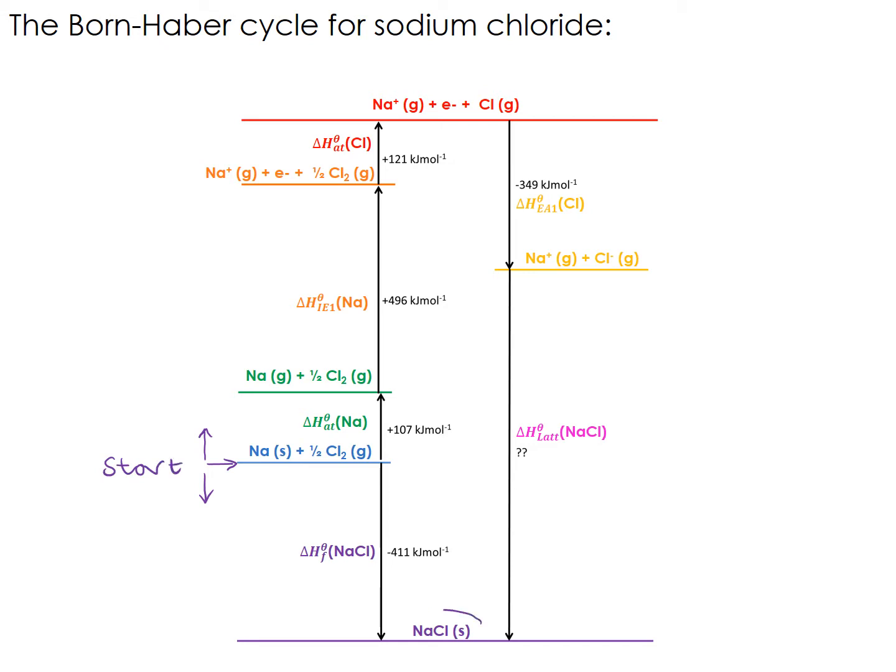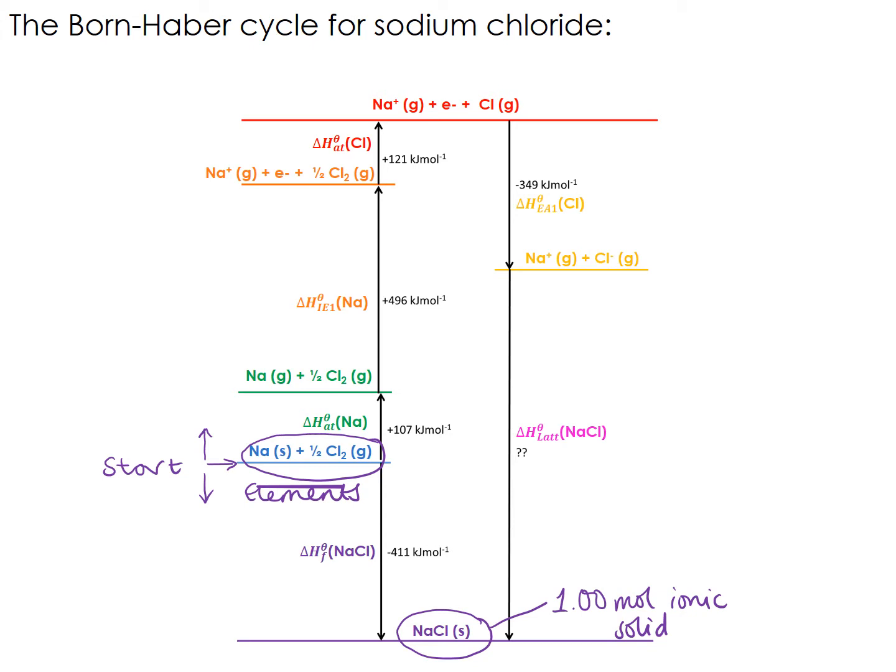At the bottom of the diagram here is 1 mole of the ionic solid in question. So Born-Haber cycles are always drawn with an ionic solid in question. So 1 mole of that solid ionic compound goes on that bottom line. And here at our start point, we've got the constituent elements needed in order to make 1 mole of that particular ionic solid.